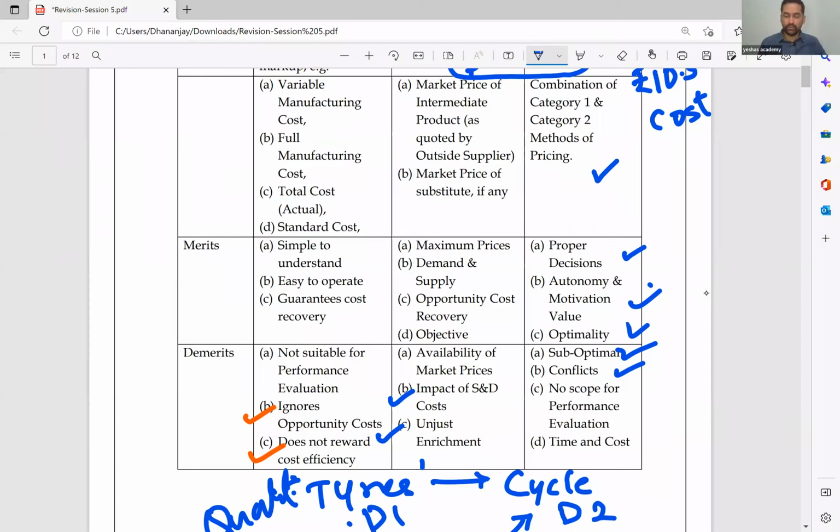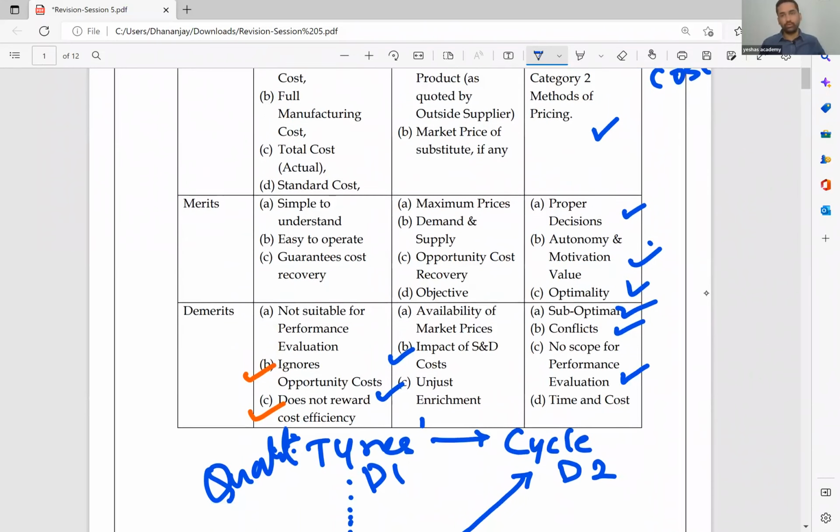No scope for performance evaluation. Why no scope for performance evaluation? At the end of the month, if management says, department 1, why are you not able to achieve good profits? Then department 1 says, boss, you are the one who is asking me to sell the tire lower than the market price to department 2. I was not ready. I wanted to sell everything at 11.2. It is you who convinced me at 10.9. Not convinced, forced, because you are management.